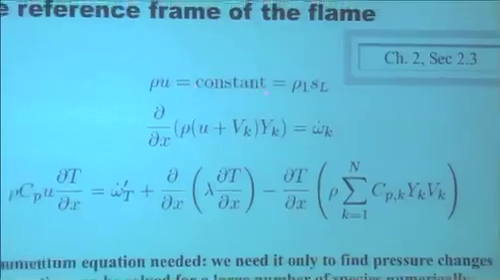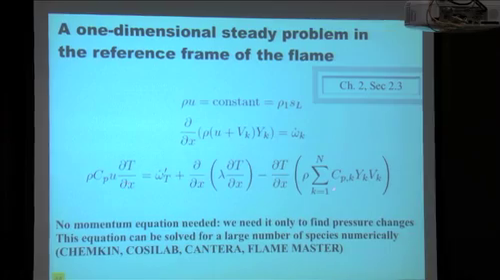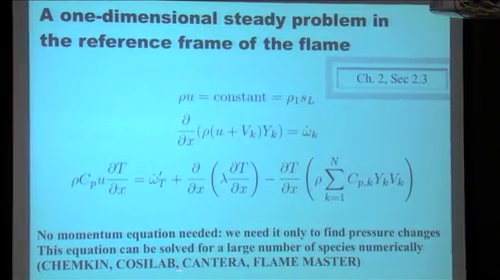And this flame has been the toy of mathematicians for more than 100 years. They've played all kinds of games there. I'm not going to do that. I just want to recall a few results. The first thing is that if you're not a mathematician, you can use a code to solve these equations. In this reference frame of the flame, you just have continuity of mass. You have the species equations, n of them, and you have the heat release term. You can plug that into one of these software.